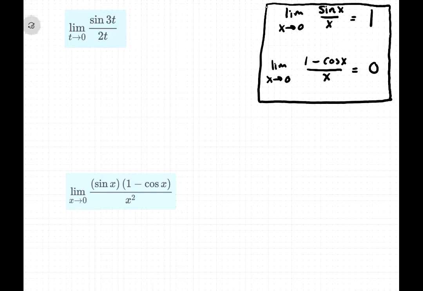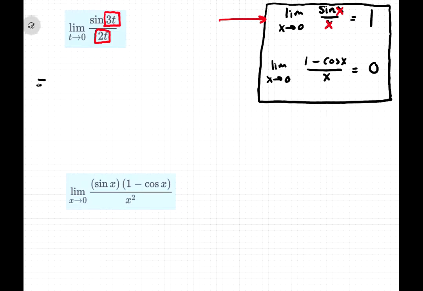Okay, so this first problem almost looks like this first formula up here, except our angle is 3t and our denominator is not 3t, it's 2t. So those two have to be the same. To apply this formula, you have to have the same angle as you have in the denominator. Those have to be the same. Okay. So we'll just apply a slight manipulation here.